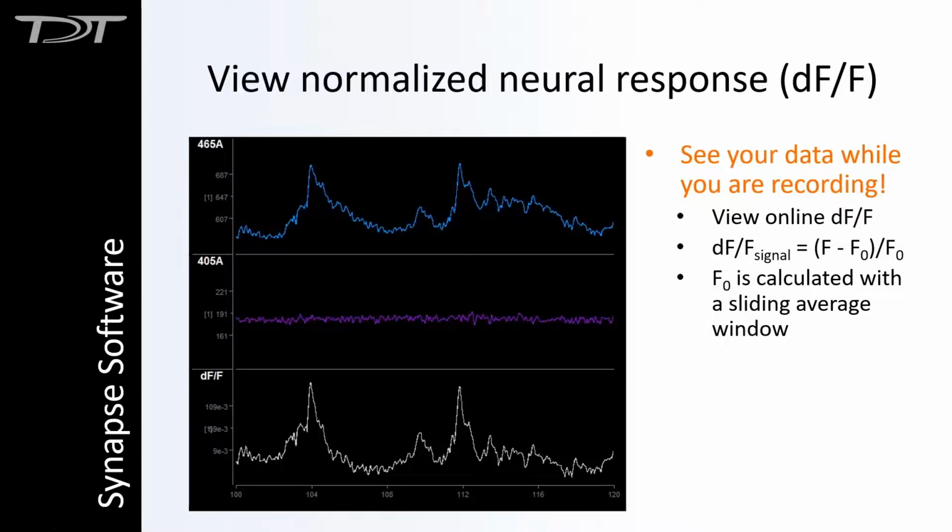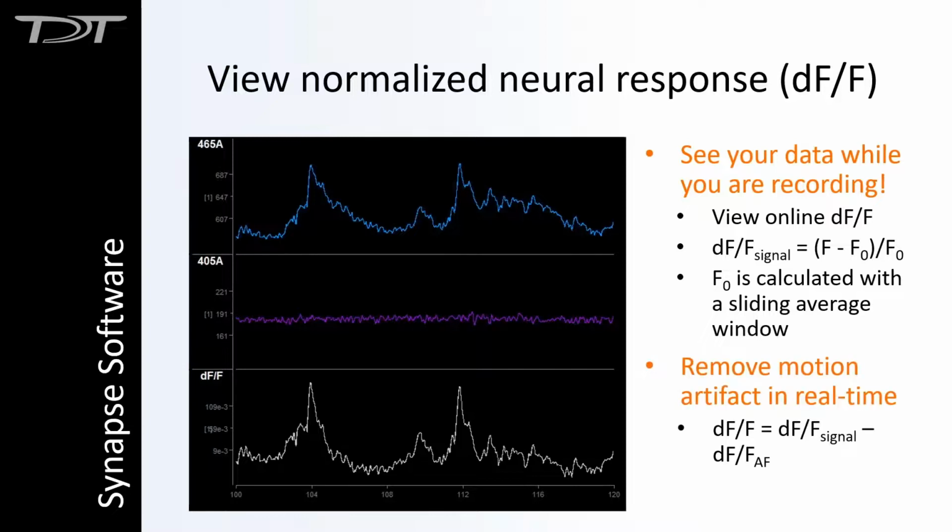You don't have to wait to do your offline analysis to know if you are potentially having an effect with your experiment. And then another feature we've added on is you can also remove motion artifact in real time with your delta F over F, and I've provided that equation as well. So again, if your G-camp or D-light is highly affected by motion, you can go and add that calculation into your delta F over F and see a more normalized and clean version of your data. And again, see what the actual neural response is.